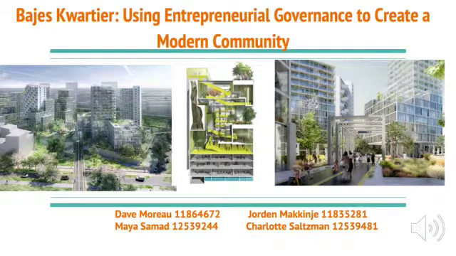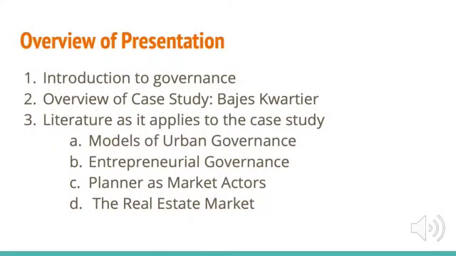Our presentation is going to use Bayes-Courtier, the redevelopment of an old prison complex, to show how we can use entrepreneurial governance to create a modern community, and it will use the literature from the governance section of the course. This is the overview of our presentation. It's going to start with an introduction, give an overview of the case study, and then look at the literature as it applies to the case study.